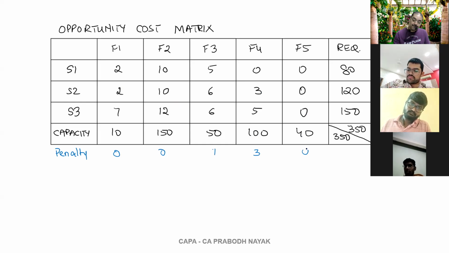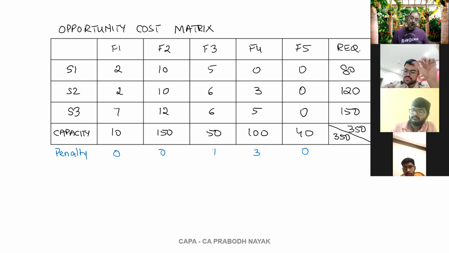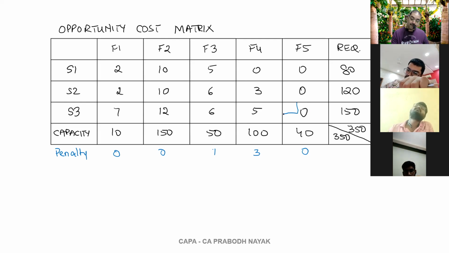0 and 3 will be 3. This will be 0. Maximum over here is 5. So we'll go to that particular row. Minimum figure, it is this 0. Allocation will be done. Demand is 150, capacity is 40. So it will be 40 here.